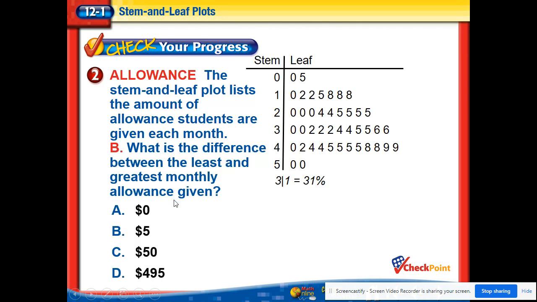What's the difference between the greatest and the least? Well, my biggest here is 50. My smallest is 0. So 50 minus 0 is just 50. They do like C's on this one.